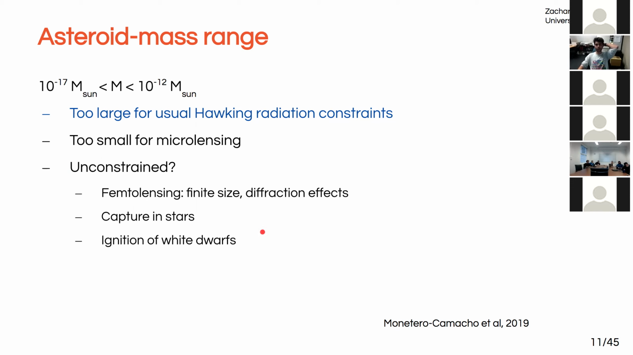And another interesting effect is where a primordial black hole which passes close by to a white dwarf might ignite some sort of carbon fusion process and blow it up. And it turns out, again, the rate of this interaction and the physics of this runaway effect are not sufficiently well understood in order for this to actually constrain this population. So at the moment, the asteroid mass range is totally unconstrained to be dark matter.